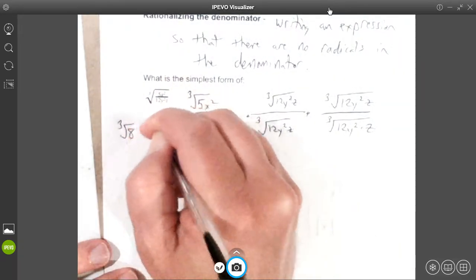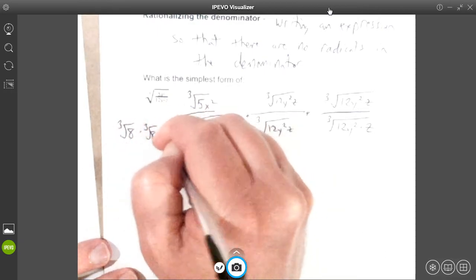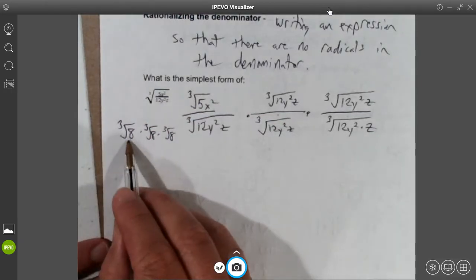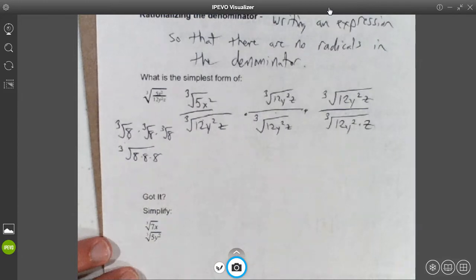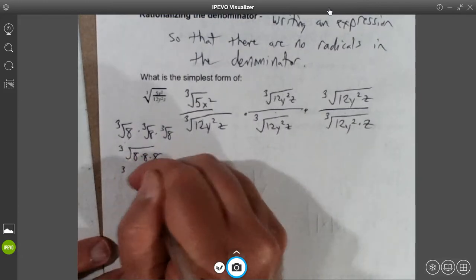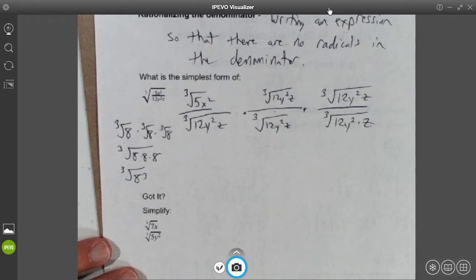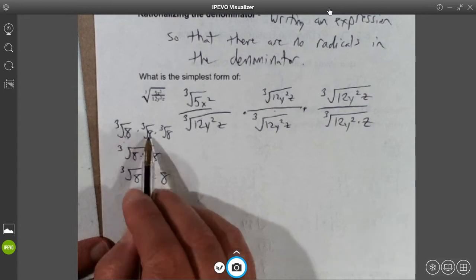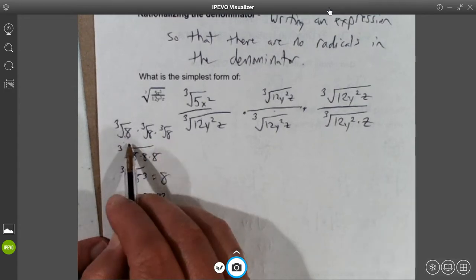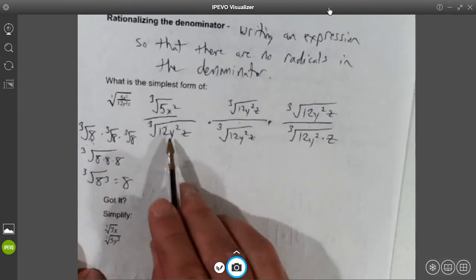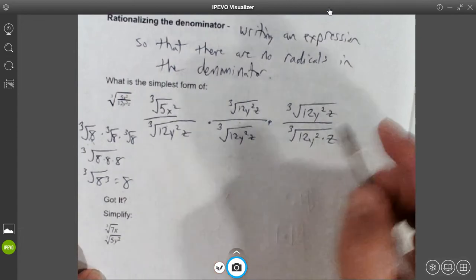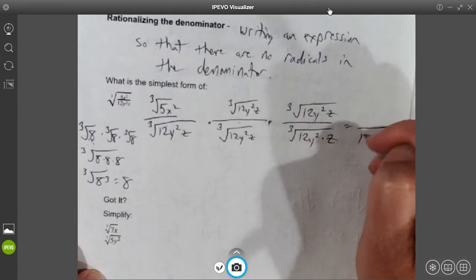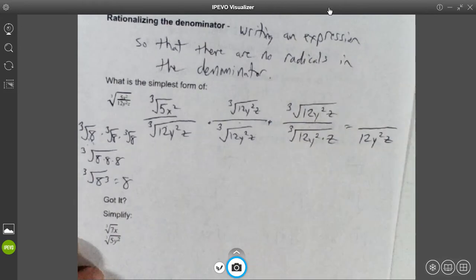If I multiply the cube root of 8 times the cube root of 8 times the cube root of 8, look at what I get. Again, I could write this as the cube root of 8 times 8 times 8, or I could write it as the cube root of 8 cubed. And the cube root of 8 cubed is just 8. If I multiply a cube root by itself 3 times, I get the radicand, just whatever is under there. So if I take this cube root times itself 3 times, I'm going to get in the bottom just 12y squared z. I'm going to get whatever the radicand is.